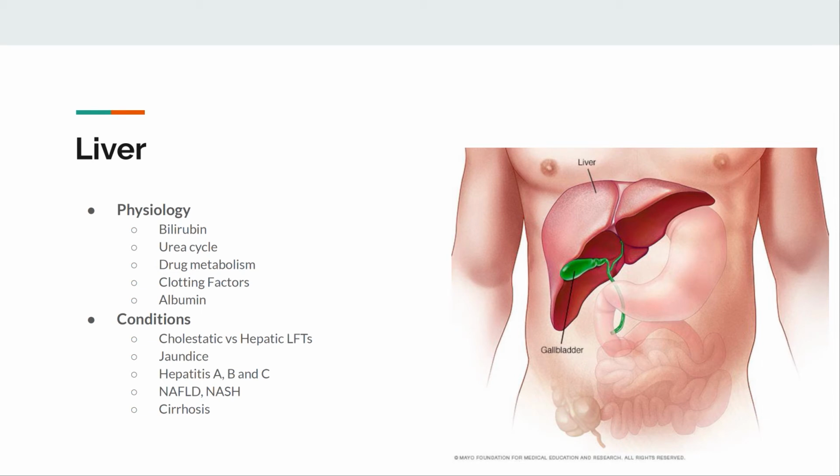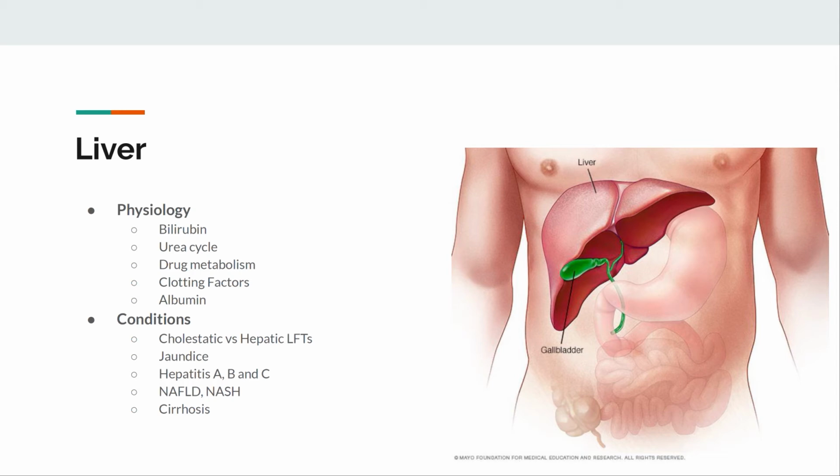Let's quickly talk about the liver. So the physiology of the liver is beyond the scope of a medical course. There's like 120 different synthetic and metabolic functions of the liver. The ones we really care about, though, are to do with bilirubin, urea and toxins, drugs, clotting, and albumin. So we'll focus on that, but just be aware that the liver does so many different things.